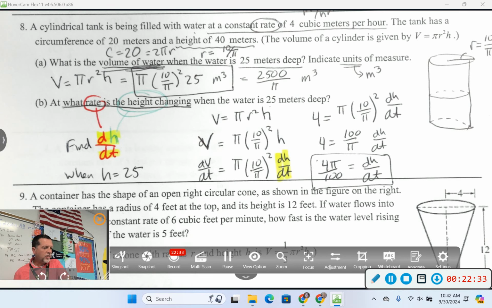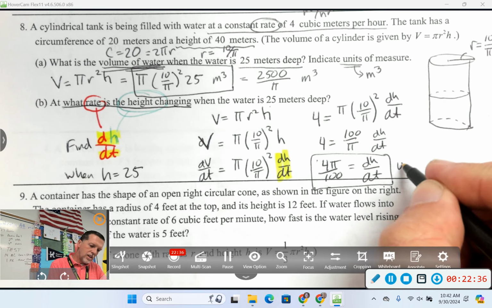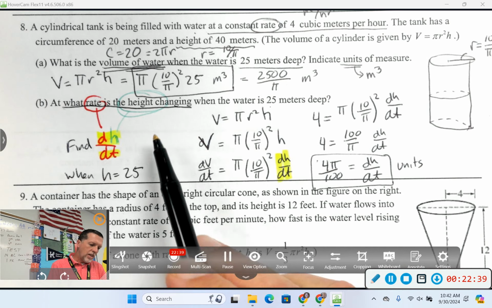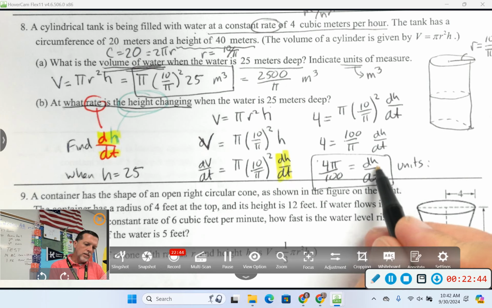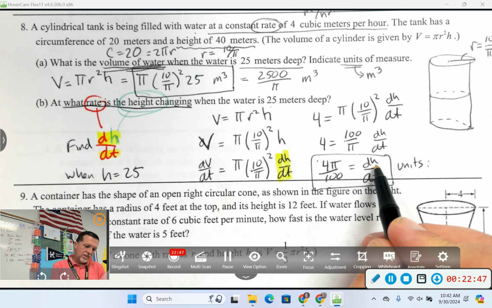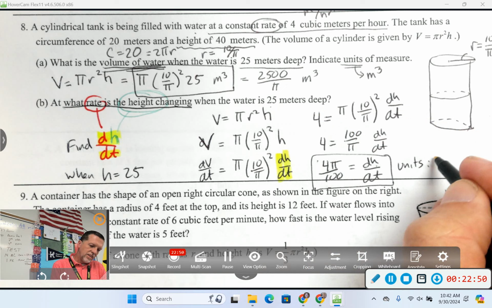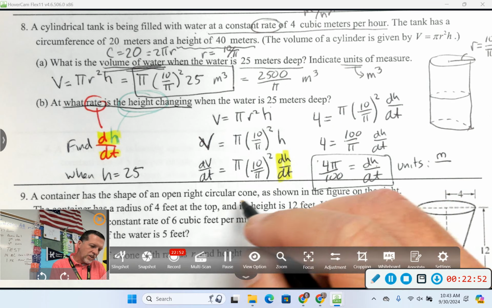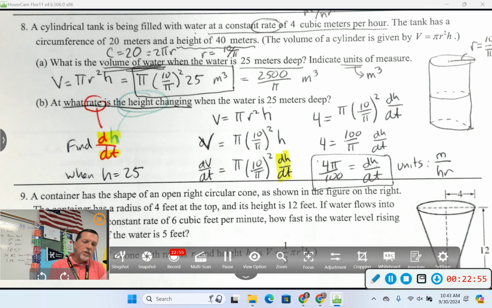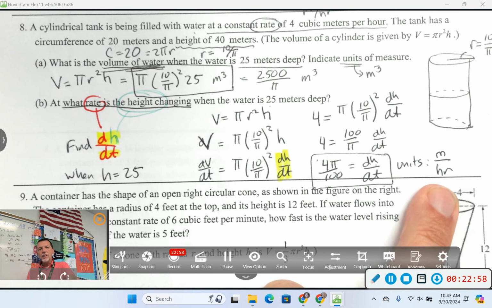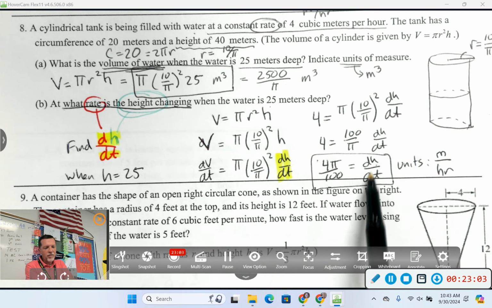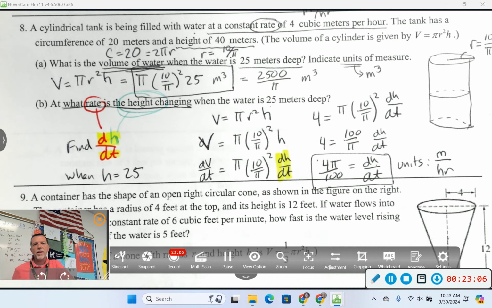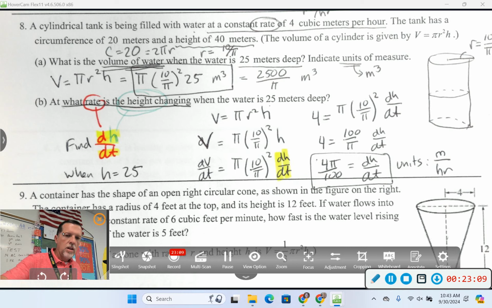It didn't ask for units, but let's give them anyway. What would the units be for the rate the height is changing? Well, what's the units for h? Meters, and the units for time is hour, so meters per hour. Again, you can get units the hard way, plugging in units and doing all the algebra on the units, or you can get it the easy way and just read what they're asking for and put the units on that. Okay, so that ends the evens. The odds are on the other video.